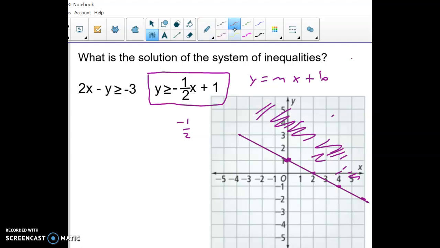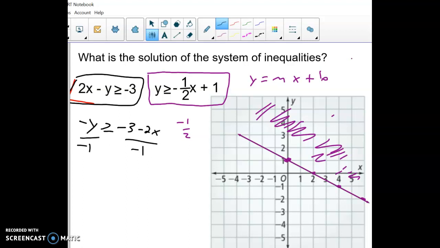Okay, so next one to graph, I'm going to grab a different color here. Maybe we'll do this one in black. To graph this one, we've got to get it in y equals form first. So subtract 2x from both sides, and then divide by negative 1 to get y alone. On this one, you're going to switch directions on the inequality sign because we divided by a negative. Anytime you multiply or divide by a negative, you switch the inequality sign.